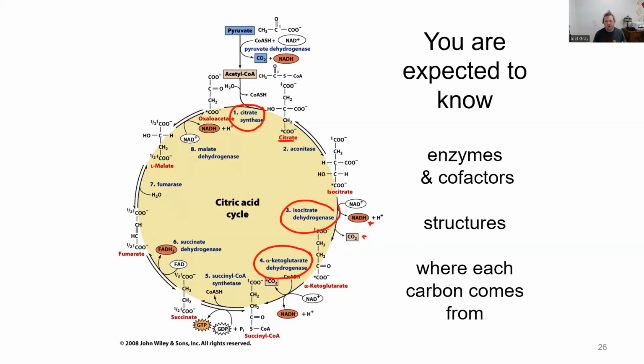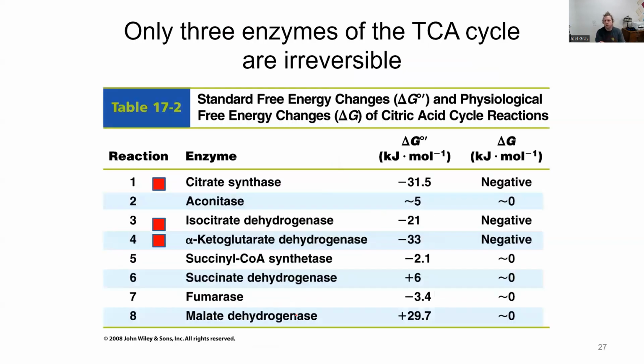So if you wanted to think about good ways to remember which steps are going to be irreversible, think if there's a decarboxylation and the formation of NADH, both of those things happening, then there's pretty good reason to believe that we have an irreversible step. Because there are other steps where NADH is generating, but it's not NADH and CO2. All right, so those are our 3 steps. I want you to know those 3 steps are irreversible steps.